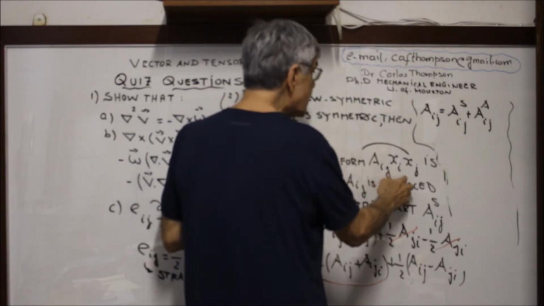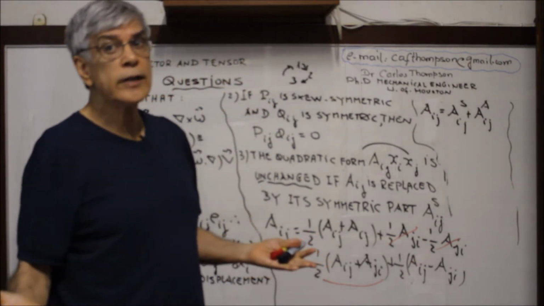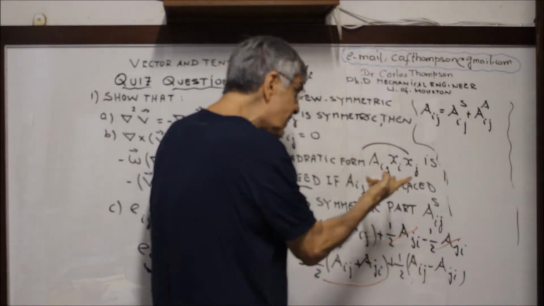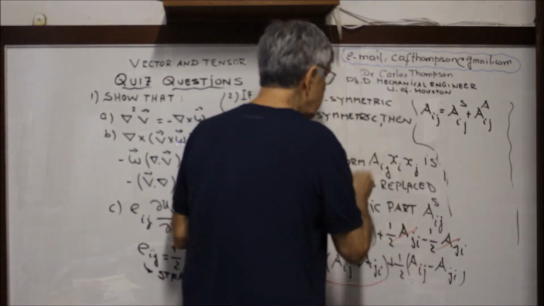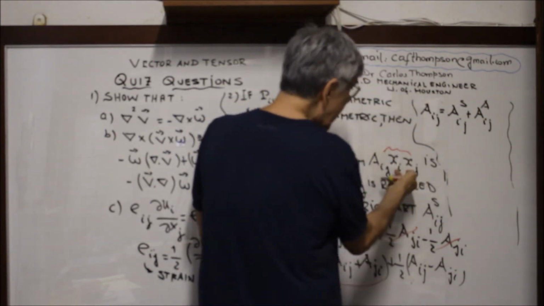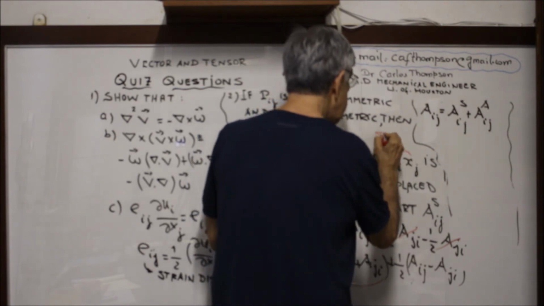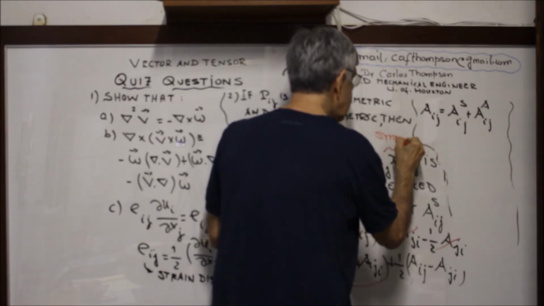But you see xi, xj are the x coordinates. So x1, x2 is the same as x2, x1. So this over here is a second order tensor, okay? And this is symmetric.